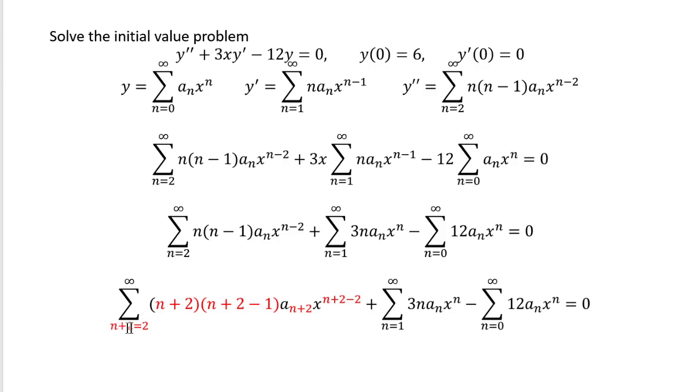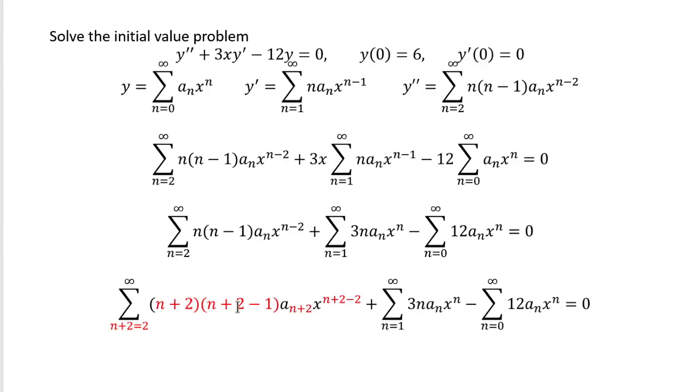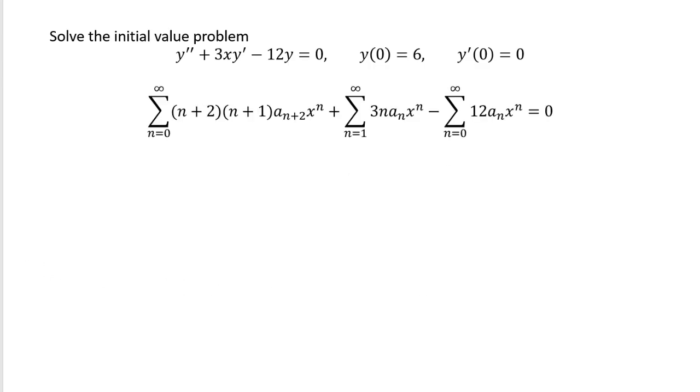Notice that you have n plus 2 equals to 2. You can subtract 2 from both sides, and you just get n equals to 0, right? So you can rewrite that as n equals to 0, and the other ones, for example, n plus 2 minus 1 is just n plus 1, so that's why I have n plus 1. And now you have everything as x to the powers of n. Okay, so once you have it in this form, now you can just read off the coefficients.